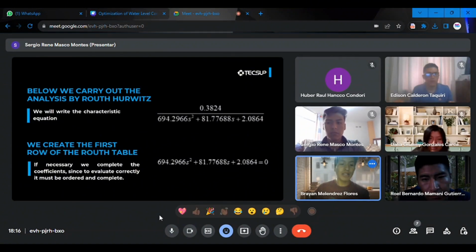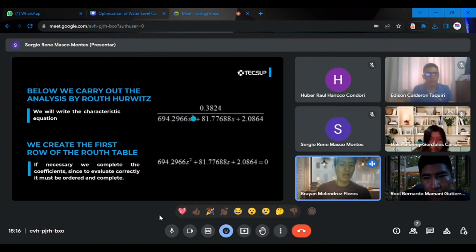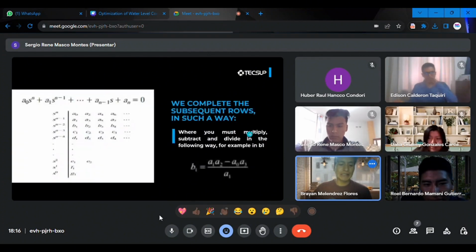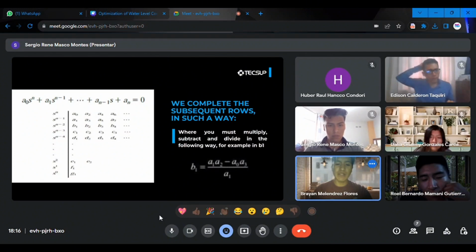Below we carry out the analysis by Routh-Hurwitz. We will write the characteristic equation. We create the first row of the Routh table. Initially we complete the coefficients and evaluate them correctly. It must be ordered and completed. Siguiente. Next. We complete the subsequent rows, where you must multiply and divide in the following way, as expressed. Next.